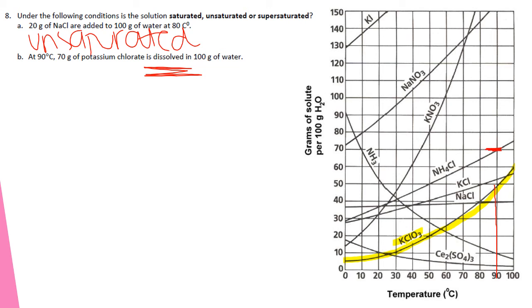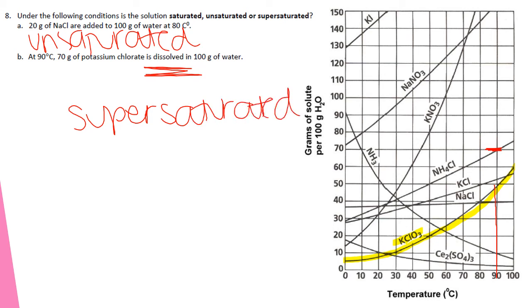That is above the line. And the key word is that I said they all dissolved. So they all dissolved. It is supersaturated because it has more dissolved than it should. It should only have like 50 grams dissolved, but it has 70 grams, so it is supersaturated.